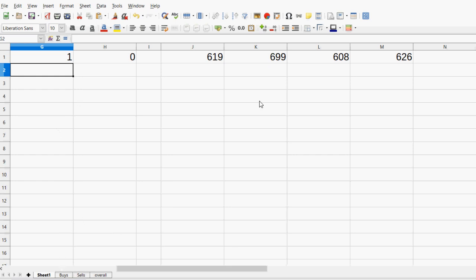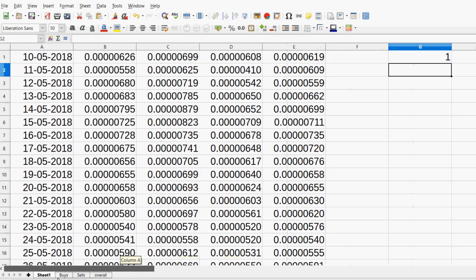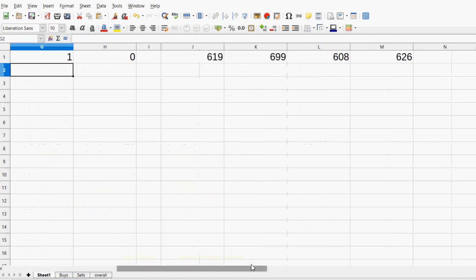I'm going to explain the spreadsheet, and the spreadsheet will have 4 pages. One has the price data, another one for buying, another one for selling, and the other one for overall statistics. How I have this written, I have data in here going back to May the 10th as the first date, and each day following thereafter. G is where I'm going to be putting in numbers to get data.